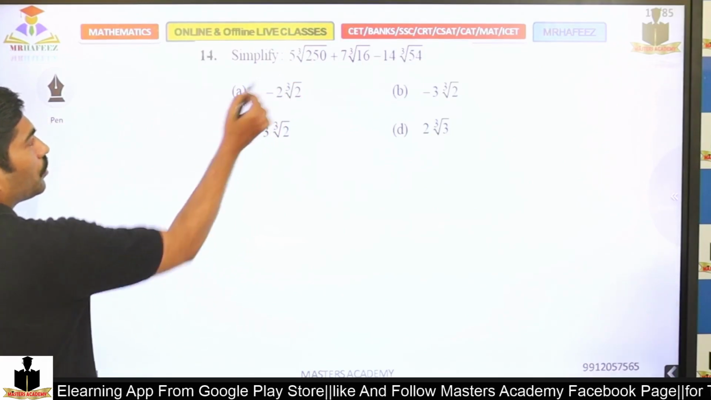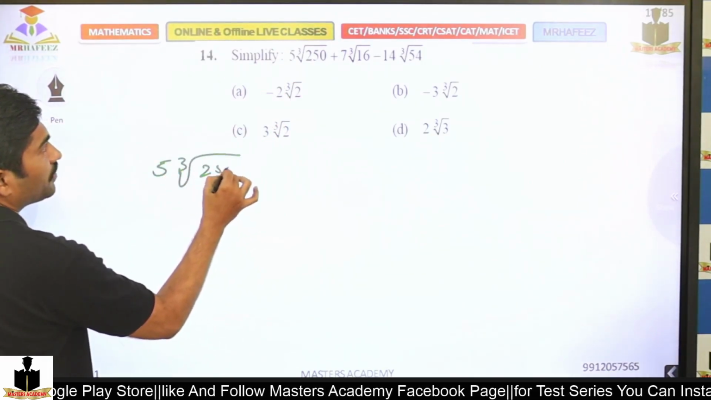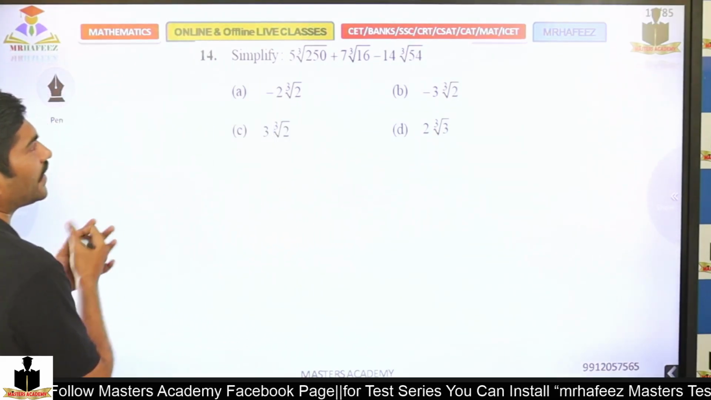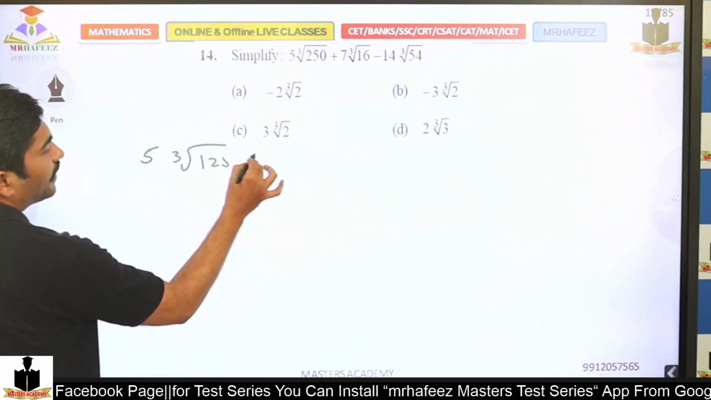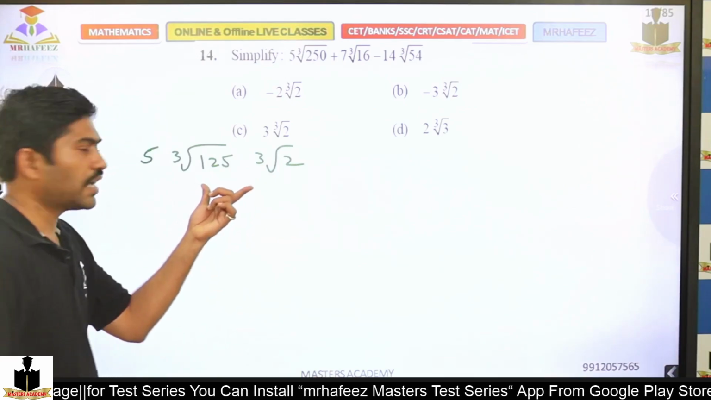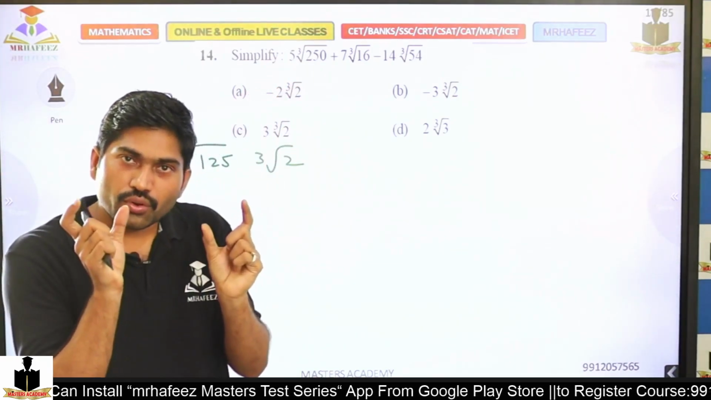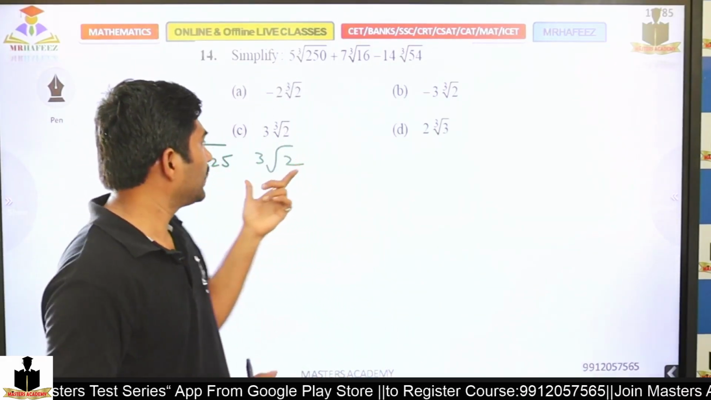So, cube root of 5 into cube root of 250 plus 7. Why write this? So I can do it like this: 5 cube root of 125 cube root 2. So I just split 250 in terms of 125 into 2. 125 into 2 is nothing but 250. That's why I just made it.